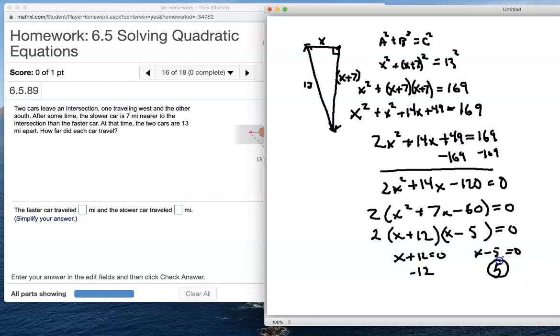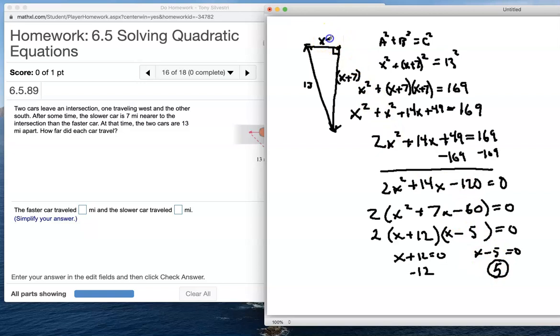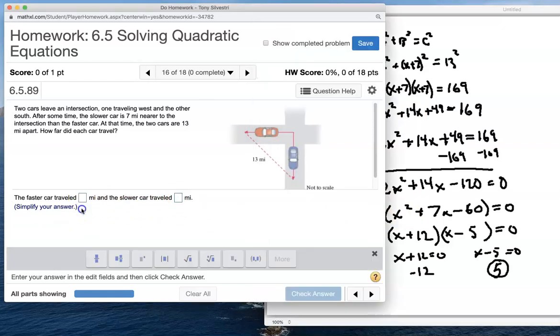This 5 can possibly be the answer. But what does that mean? 5 represents x. See, x is 5. X equals 5. X represents, go to your picture, the slow car. The fast car must be 5 plus 7, which is 12. And that 12 has nothing to do with the negative 12, so don't worry about that. There's no relationship. So make sure you put the 5, after doing all this math, it'd be a shame to get this wrong because you put the numbers in the wrong spot. The fast car didn't go 5 miles, it went 12 miles, and the slow car went 5 miles.